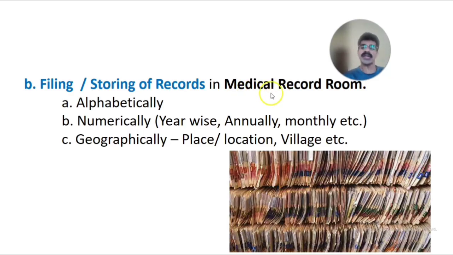That is the MR room, medical record room. How do we file or store the record during the retention period? It can be filed or stored alphabetically, numerically, or geographically. Alphabetically, we can store all the records together in A, all the alphabet B together, like that. Numerically, we can store or file year wise, that is annually: 2024, 2023, 2022, like that. Then monthly also. In each year, we can again make January, February, March like that.